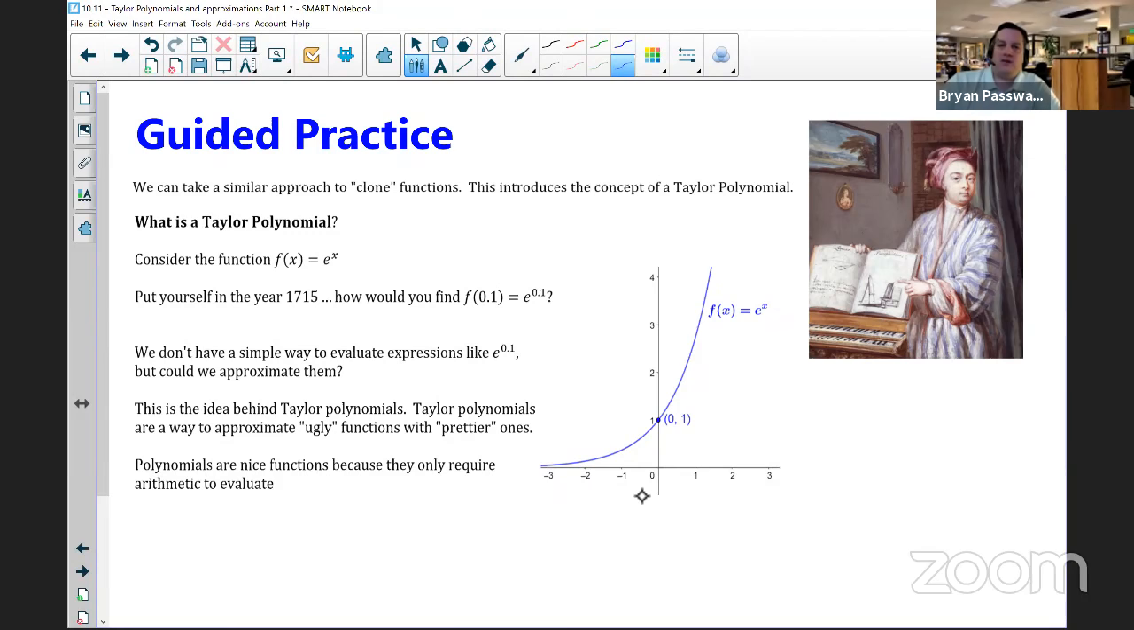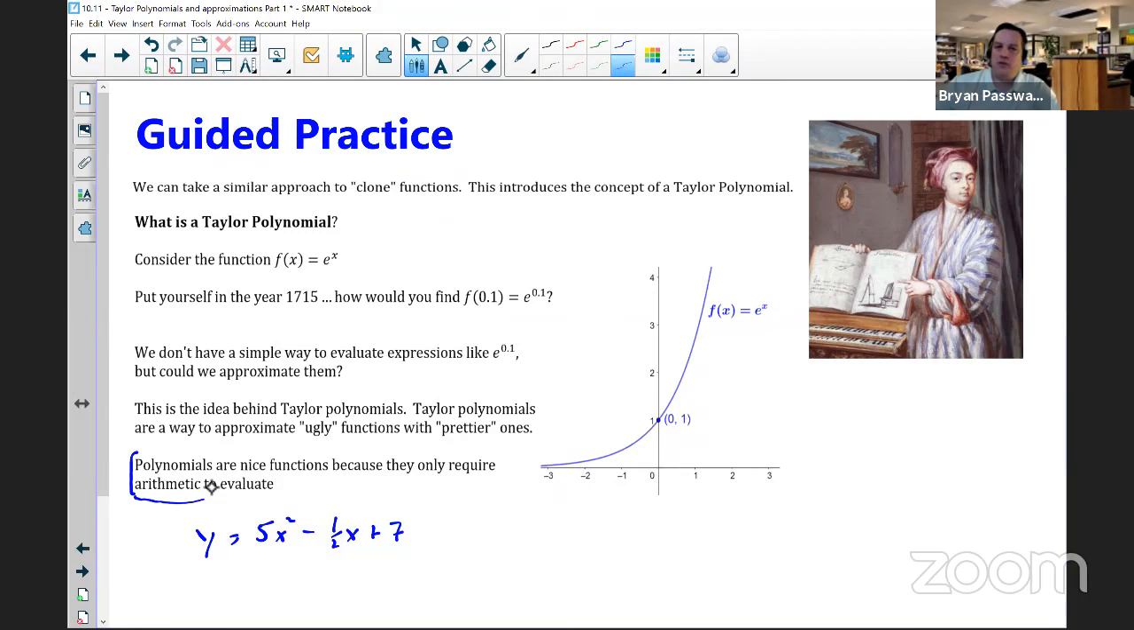Well, if e to the x is an ugly function, what is a prettier function? What's a nicer function to work with? Well, it turns out that polynomials are really, really nice. Let me make up an example, like 5x squared minus 1/2 x plus 7. That's an example of a polynomial. On a polynomial, you can plug in any number that you want. I could plug 0.1 into this and work it out, because polynomials only require basic arithmetic, meaning you can add, subtract, multiply, and divide.